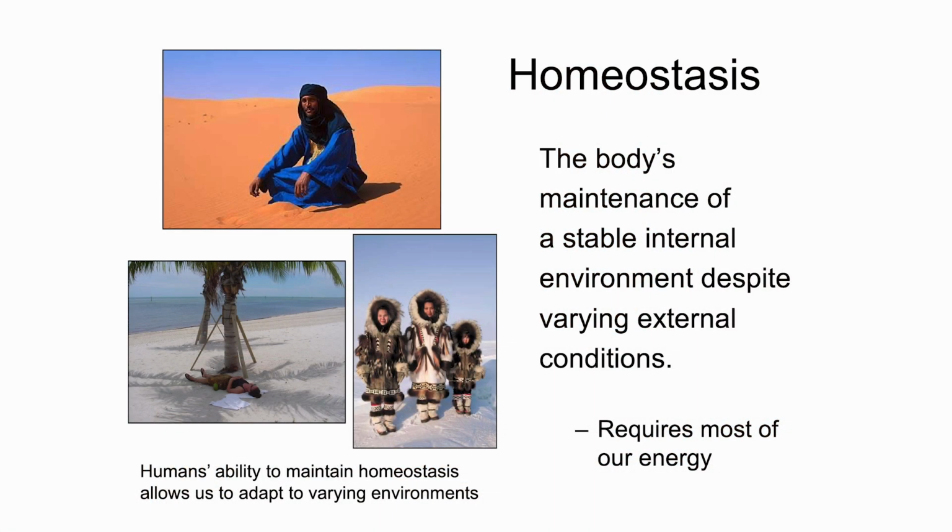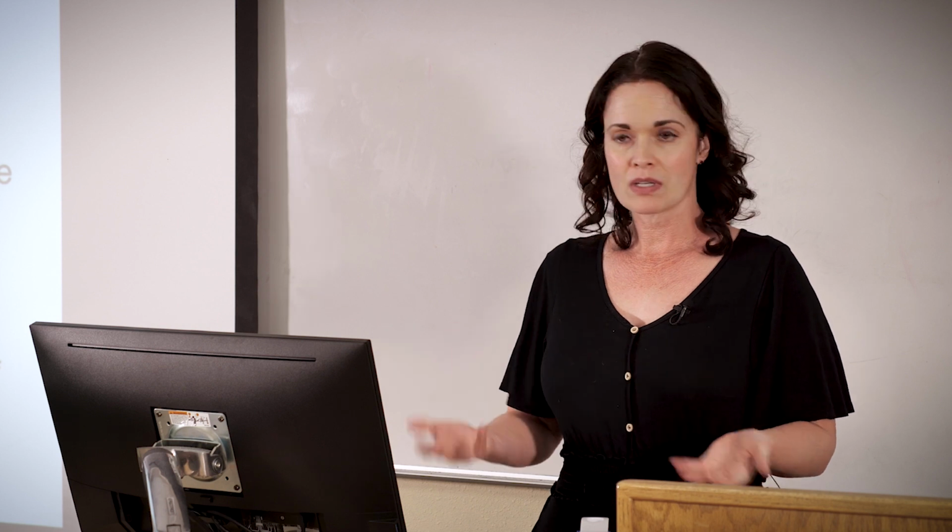So here's our formal definition for what homeostasis is. It's the body's maintenance of a stable internal environment despite varying external conditions. So you know, right? You've experienced this. You can go outside when it's 98 degrees outside and you may feel a little bit hot, right? But you don't get overheated, generally speaking. You can go outside when it's 40 degrees outside, right? And you may feel a little bit cool, but your body is going to maintain that internal temperature of 98.6 degrees.